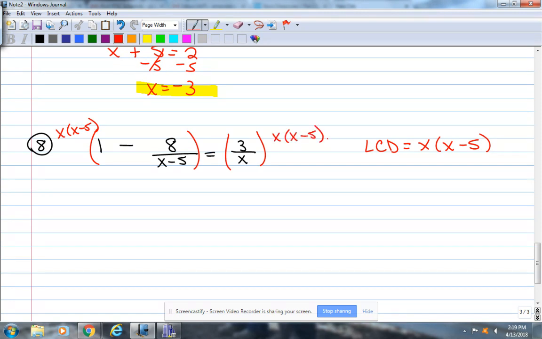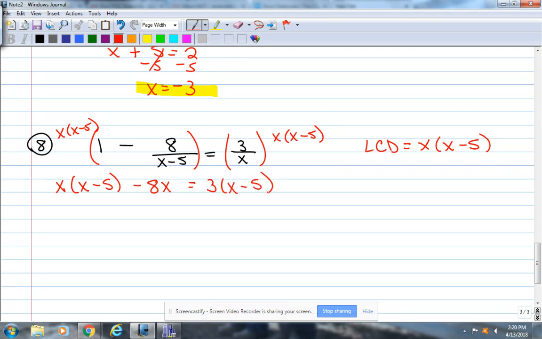Okay, question. What's 1 times anything? Itself, right? So 1 times x is x, and 1 times x minus 5 is x minus 5. So I need both of them. So I'm just going to say x times x minus 5. I need all of it. You got the x minus 5, but you just need the x. So what's 8 times x? 8x. Equals. This one has the x, so what does it need? The x minus 5. So it's 3 times x minus 5.